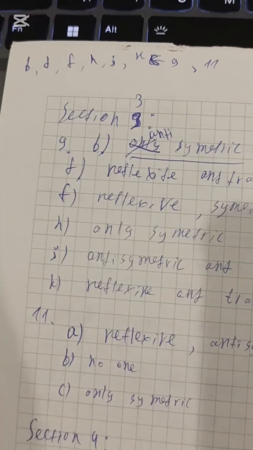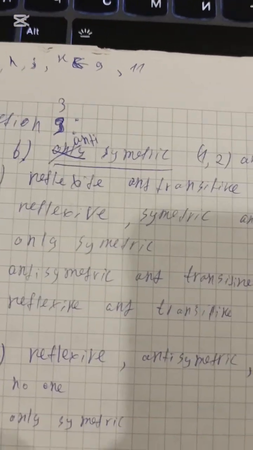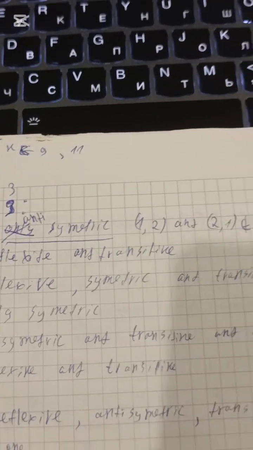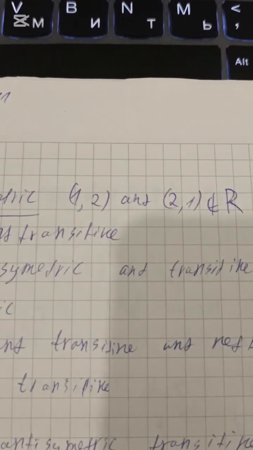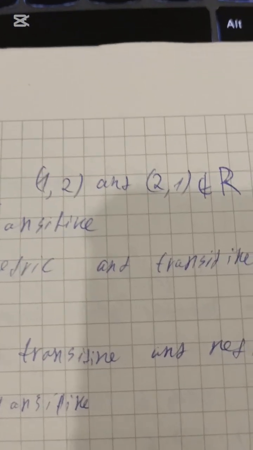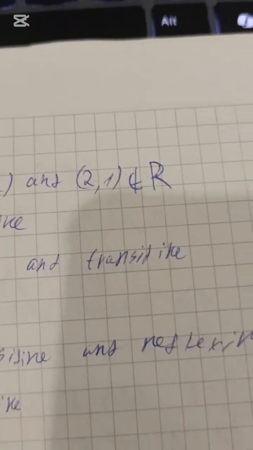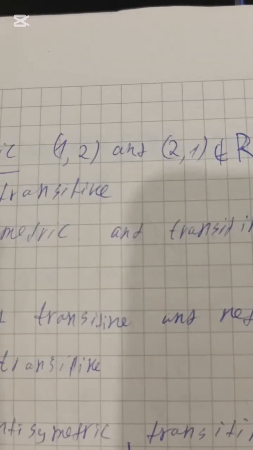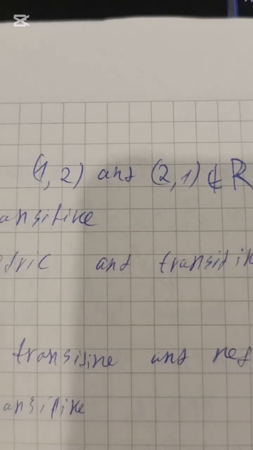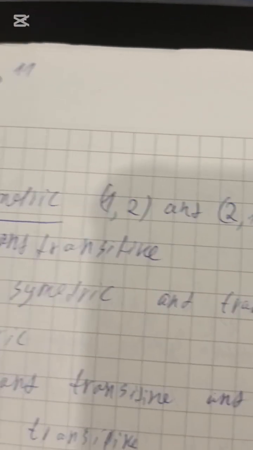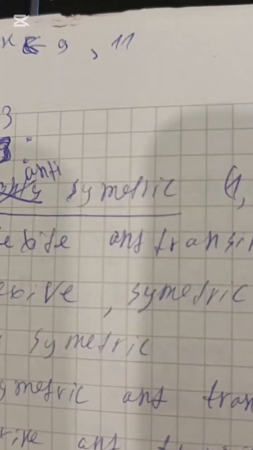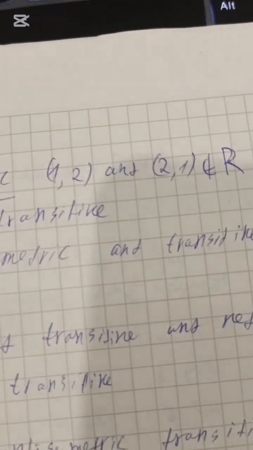Moving to section 3, starting from 9b. It's only anti-symmetric because it might be symmetric, but 1, 2 and 2, 1 is symmetric, but 2, 1 is not in set R. So it's only anti-symmetric. It's not reflexive because there are no 2 and 2, 3 and 3, and 4 and 4. And it's not transitive because there are no 1, 2 to 2, 3, or another such pair.